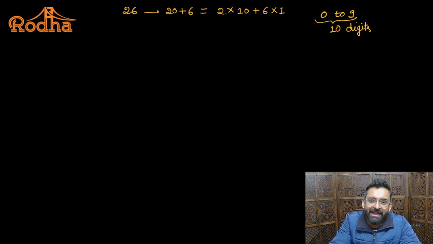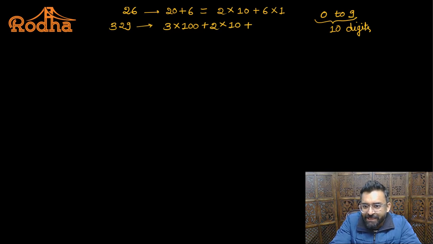If I write a 3-digit number, let's say 329, and expand it, the place value for 3 is what? 3 into 100. The place value for 2 is what? 10. And the place value for 9 is what? 1. So that's how we get 329. That is the expanded form of 329.